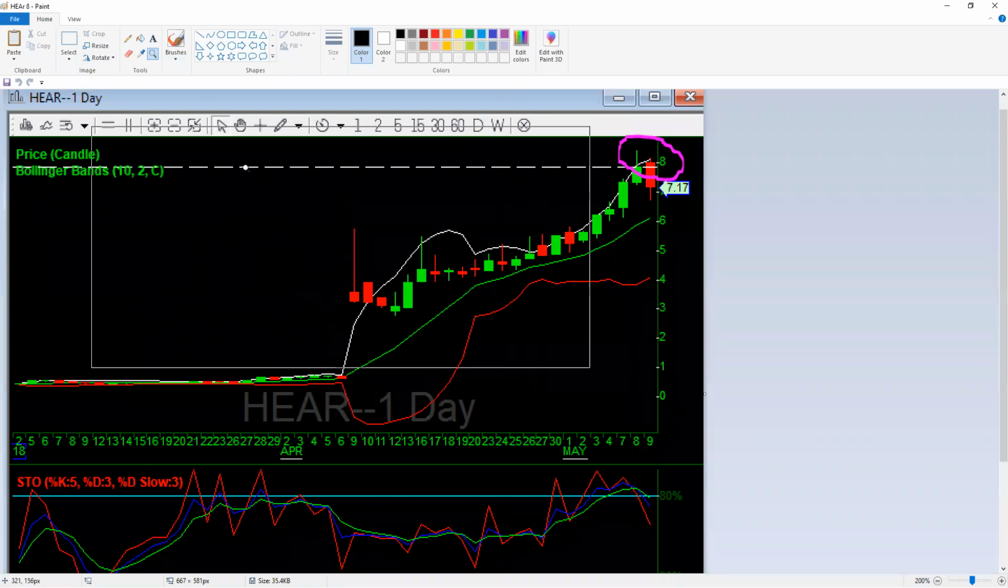So this is a daily chart. They happen on the daily too. Doesn't have to be day trading. Same fundos. That means fundamentals.